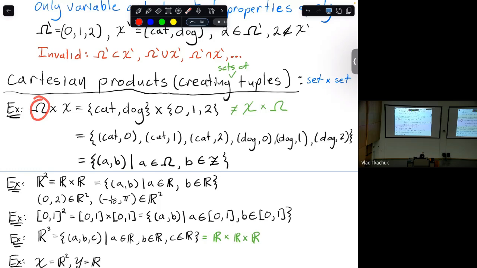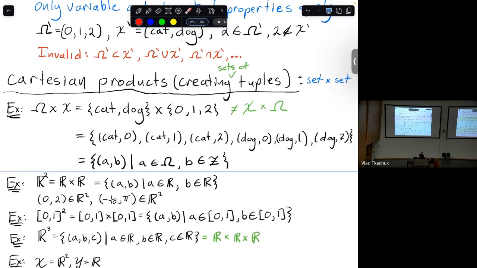And so if you have a set omega and another set calligraphic X, the Cartesian product is you put this times symbol, the x, in between, and it takes these two sets, which here is cat and dog and 0, 1, and 2, and it'll literally just create a new set, which is all the possible ordered pairs of the two. But importantly, the first element comes from the first set and the second element comes from the second. So these are all the ordered pairs. Unsurprisingly, since the sets have 2 and 3 elements, there's going to be 2 times 3, which is equal to 6 possible pairs. And so, yeah, order matters.